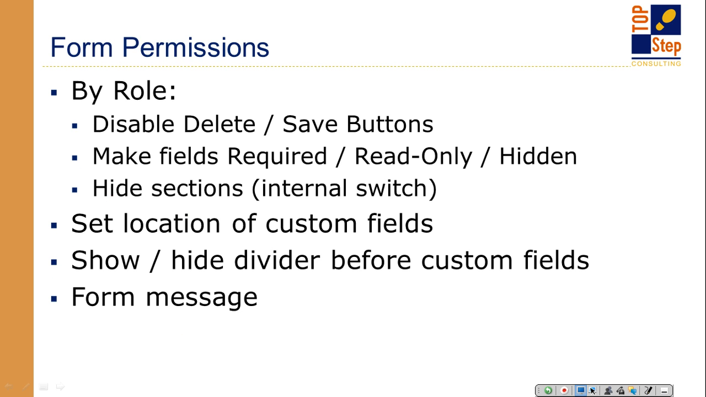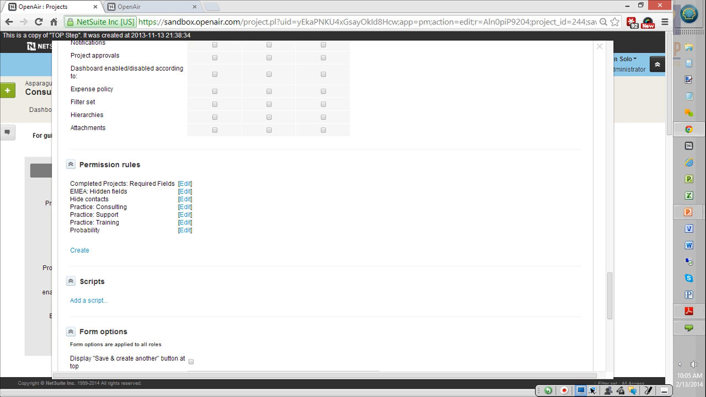So specifically, let's cover the role-based permissions first to see what's available. I just covered it: disabling the delete and save buttons. If you want to give somebody the permission to view records but not modify them or delete them, you can do it that way. You can make fields required, read-only, or hidden by role. And then this option, which some of you may not see, especially if you've been on OpenAir for quite a while, is to actually hide sections.